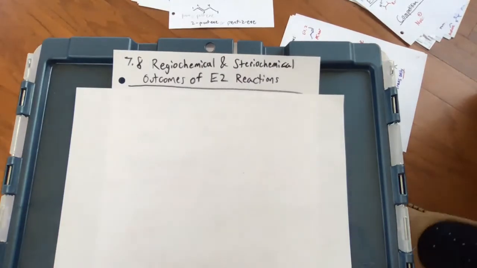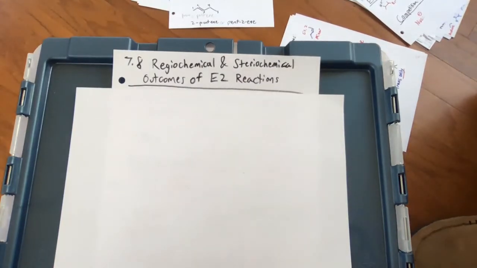7.8 is the regiochemical and stereochemical outcomes for E2 reactions. We will learn what regiochemical and stereochemical mean. We've talked about it a little bit already, but we'll have a small refresher. And we'll talk about specifically what makes E2 reactions special and useful for synthetic organic chemistry.